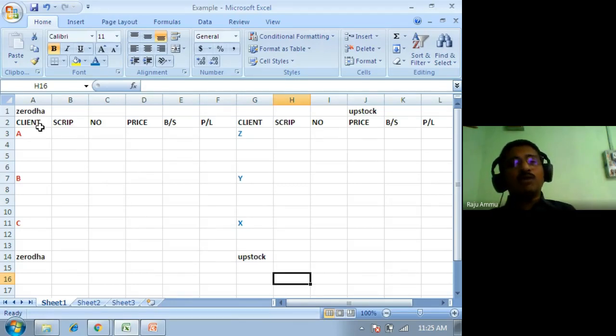Now I want to have a detailed transaction, so I am going to write down the client name here, the script, that is the share that is bought and sold, the number of such shares which are bought and sold, the price of that particular share which is bought or sold, the so-called buy or sell position, and finally the profit or loss which is gained by the clients at the end of the day. Similarly, on the other side I've taken the same columns. Okay, friends, is it clear?